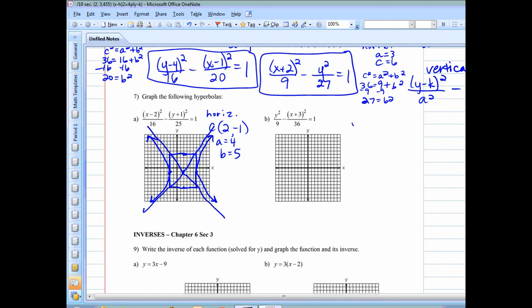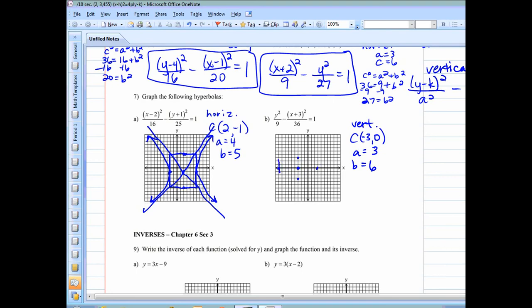The next one, because it's y squared, it means it is vertical. Y squared first. The center will be (h, k). H is with the x and k is with the y. A squared is 9 because it's the bottom left, so a is 3 and b is 6. So we're going to plot -3, 0, and we're going to go vertically the a amount both ways, and horizontally the b amount both ways.